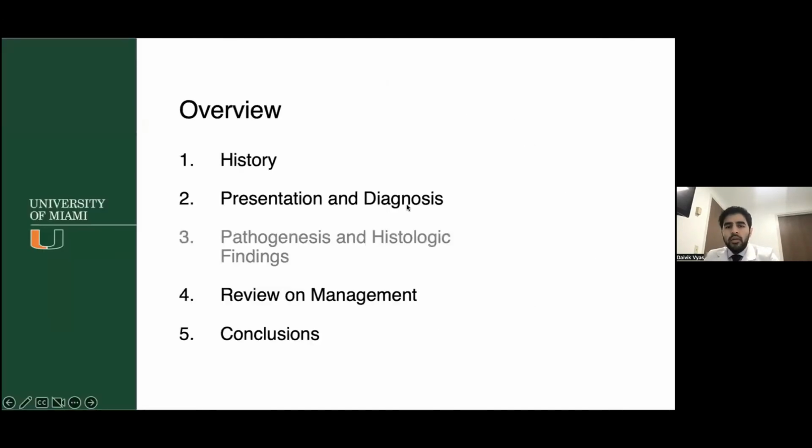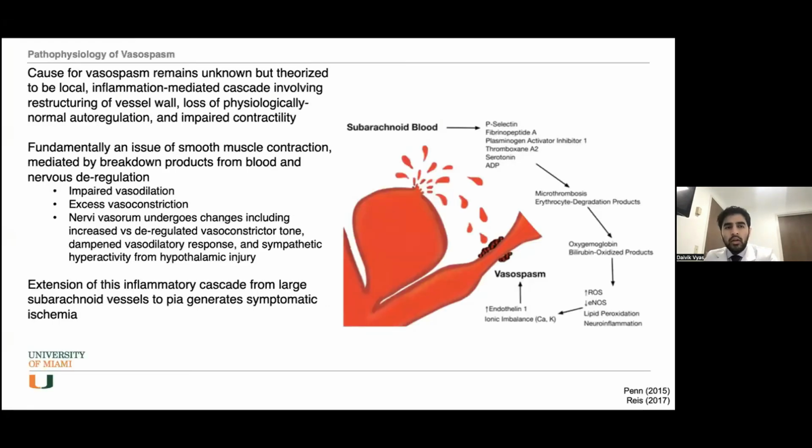So following the idea of knowing how to diagnose vasospasm, we try to understand from a basic science angle, what does vasospasm look like in vivo or on a path slide? And ultimately, the conclusion that gets drawn is that even though the cause for vasospasm is uniquely unknown, it's theorized that it's a local inflammation-mediated cascade that involves both restructuring of the blood vessel wall, loss of physiologically normal autoregulation, and impaired contractility of the smooth muscle.